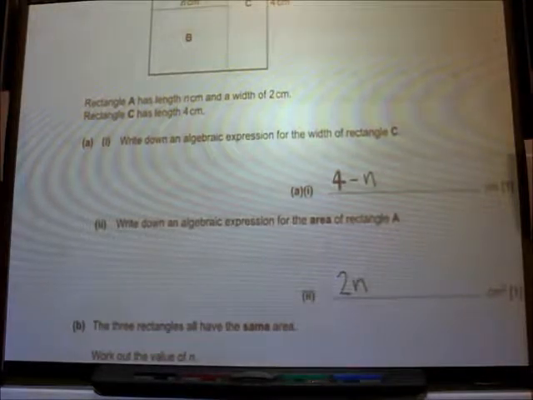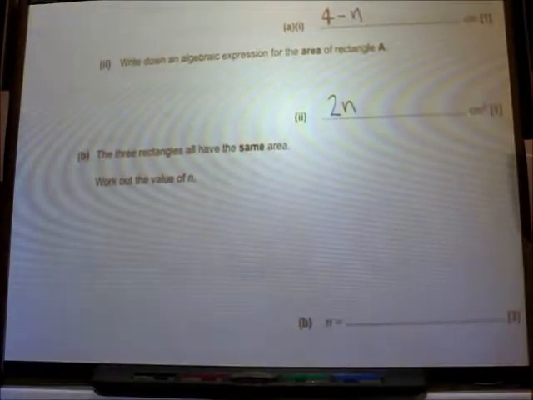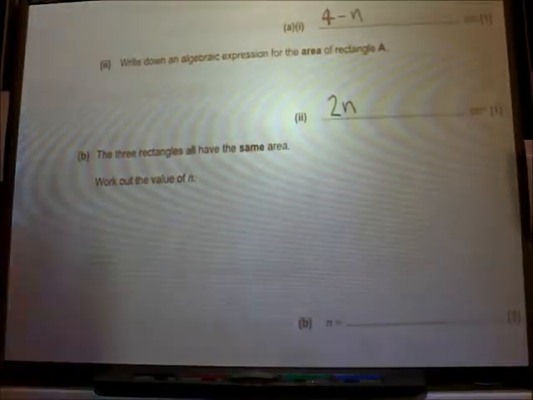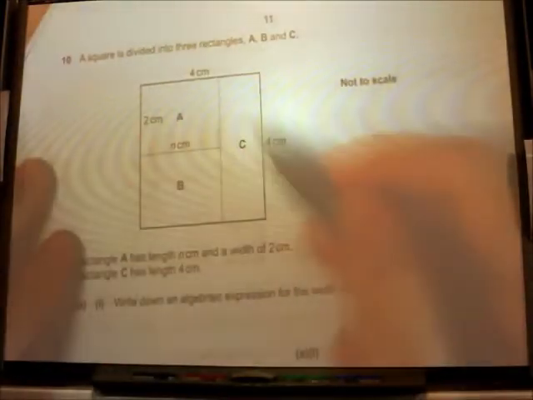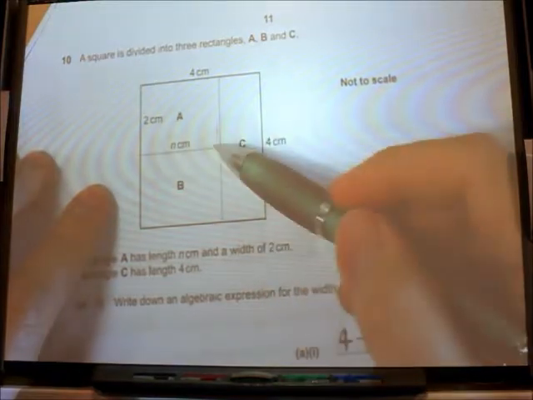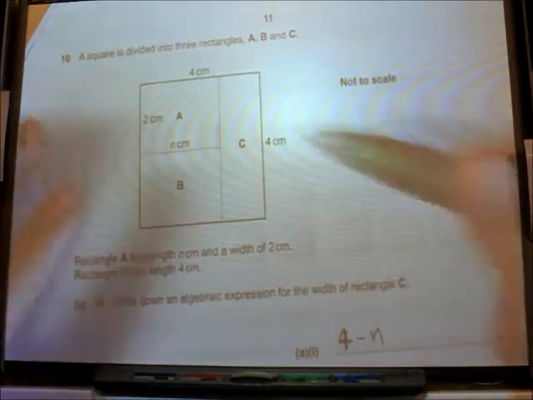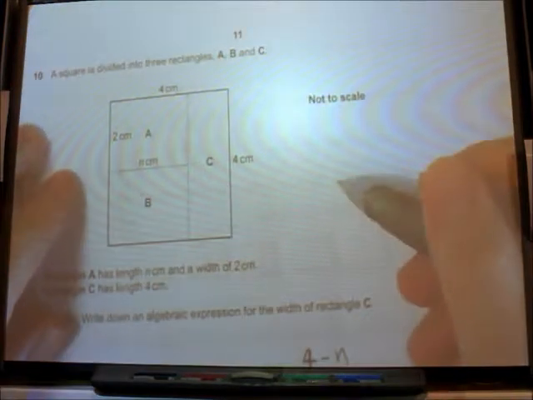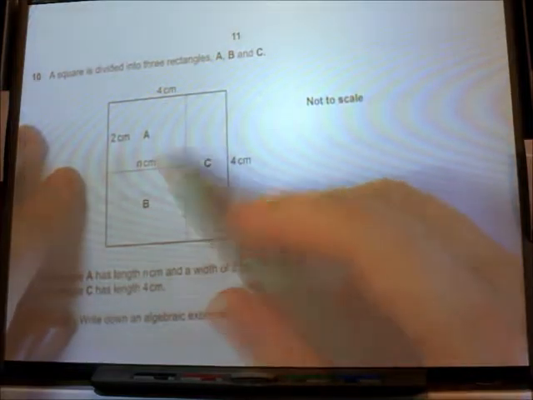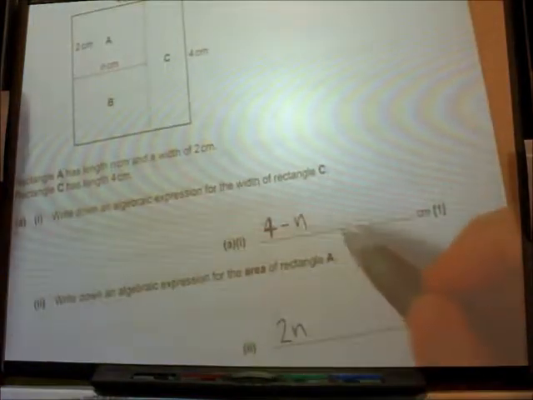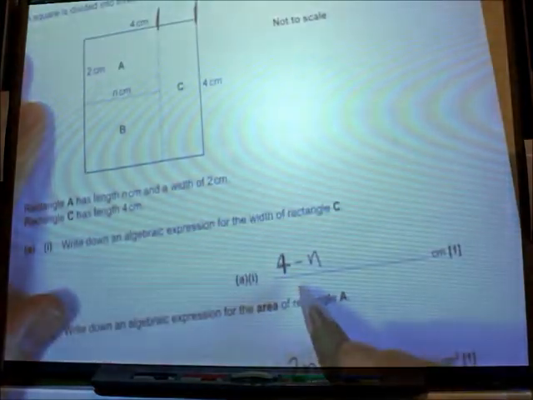The next bit says that all 3 rectangles have the same area. Work out the value of n. Right, so the way I've done this, you're told that all the rectangles have the same area. So what we're saying is the area of A is equal to the area of rectangle C. So I'm going to do this bit up here, but obviously you should do it a bit further down. So the area of A is 2n. We've worked that out there. But now we're going to work out the area of rectangle C. So we know from here to here, because we worked it out, it is 4 take away n.